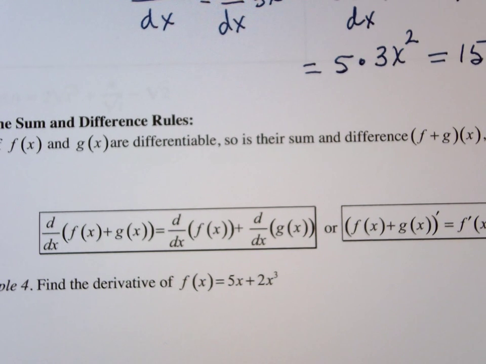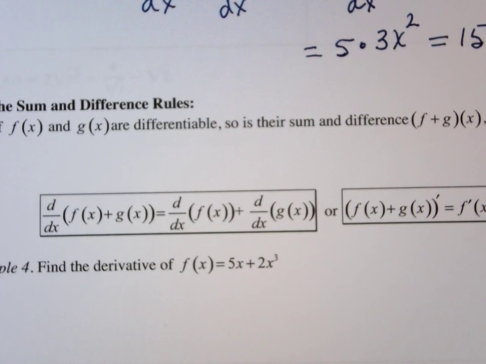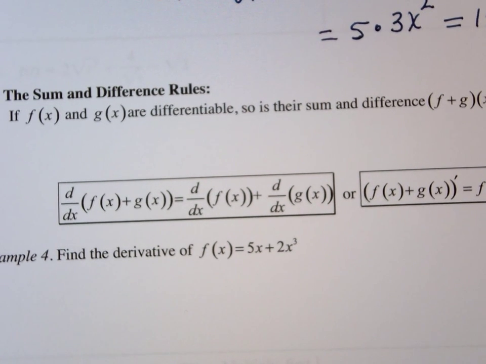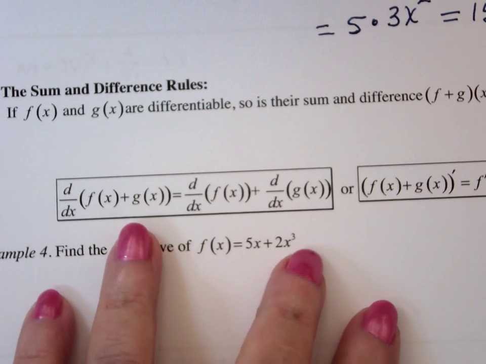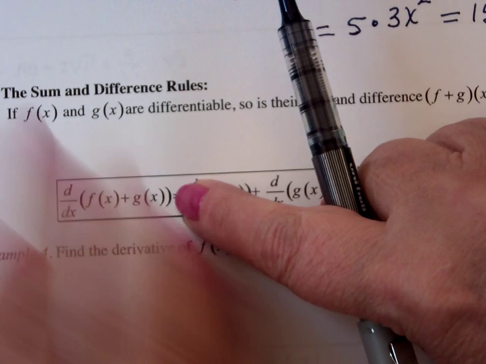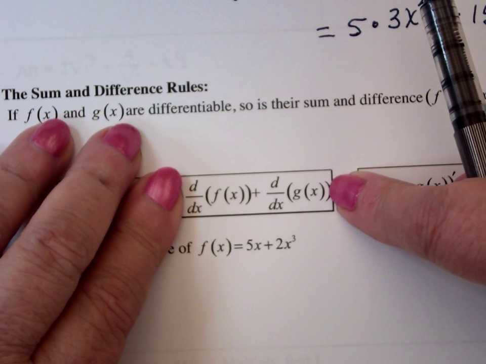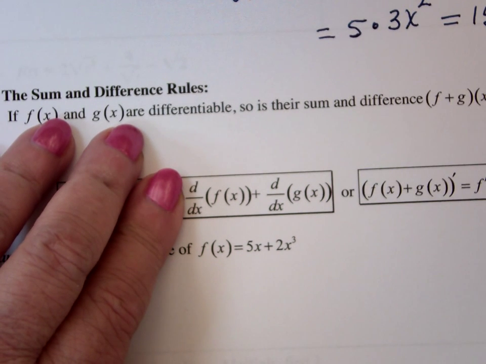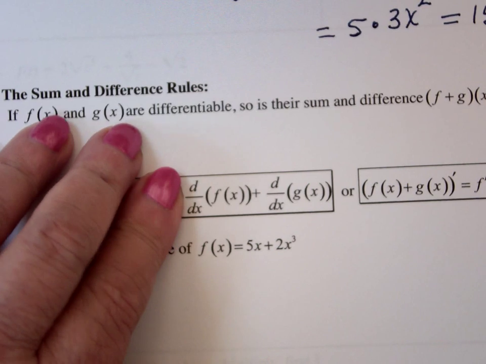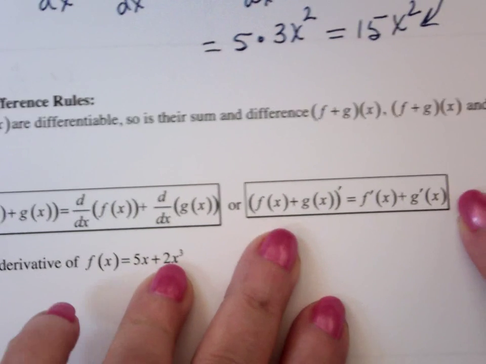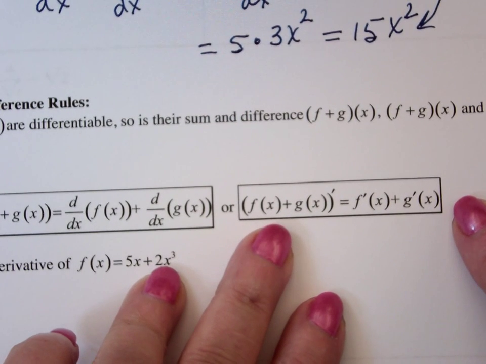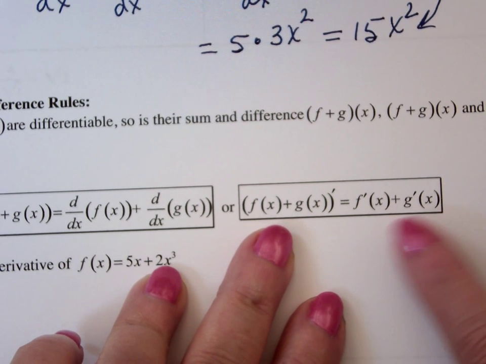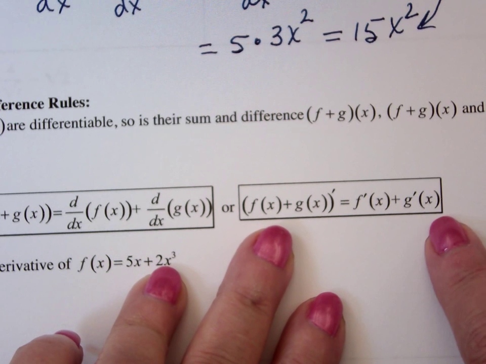This is called the sum and difference rules. Another one we tend to ignore once we get on a roll. And it says the derivative of a sum is equal to the sum of the individual derivatives. Other notation you might use is primes. f of x plus g of x, prime, is f of x prime plus g of x prime.